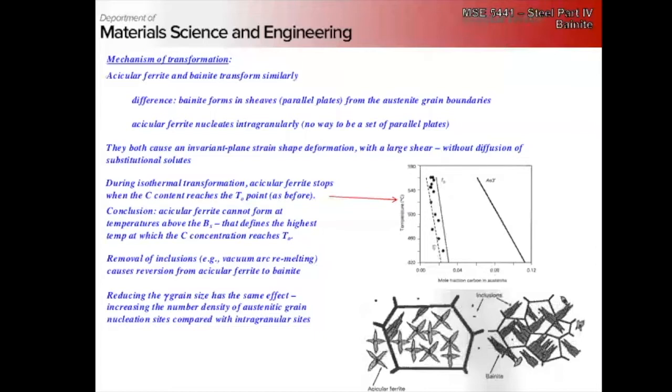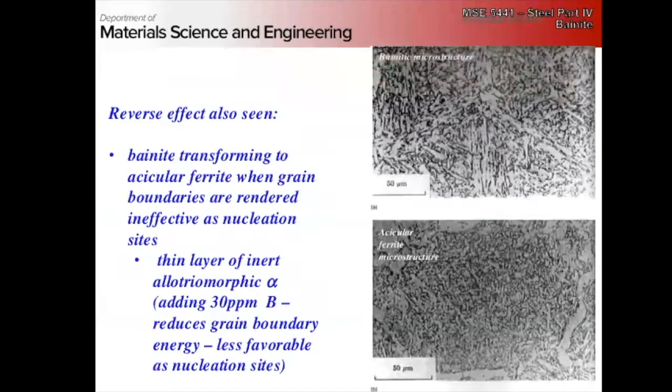Right, this is very much like, think about it in the same way as you do about idiomorphic versus allotriomorphic ferrite, that diffusional ferrite, right? If you have lots of nucleation sites, you're going to grow ferrite at the grain boundaries, right? If you have inclusions and intermetallics in the grain, you're going to grow idiomorphic, right? Okay, so we can also go the opposite way, right?